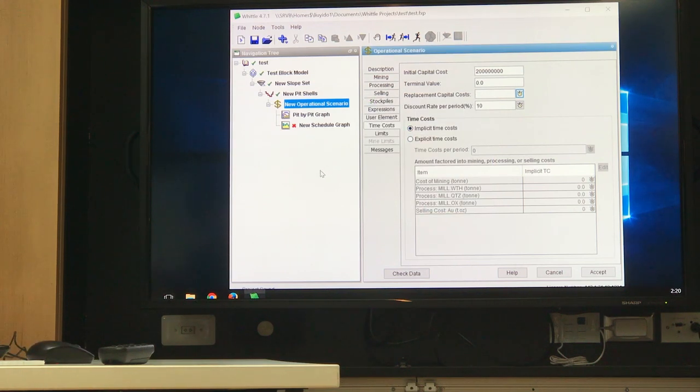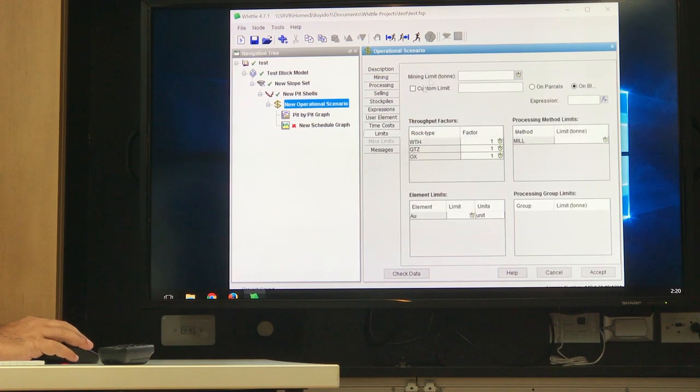Again, for the discount rate, you are going to find what's going to be an appropriate discount rate for your project, based on the level of study, based on the type of commodity, location of the project, and considering all these factors.